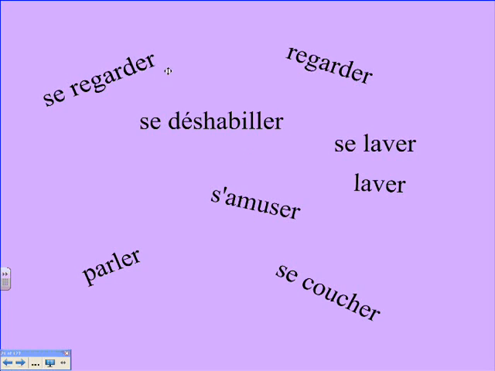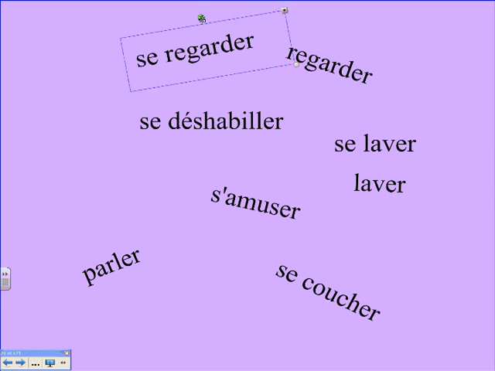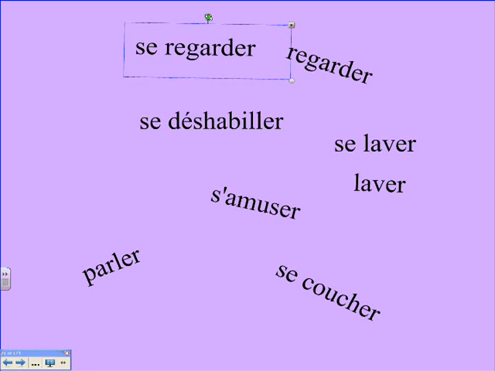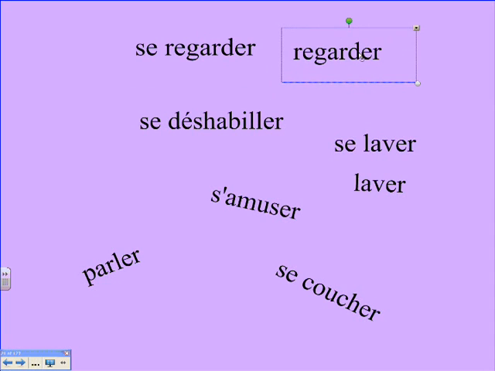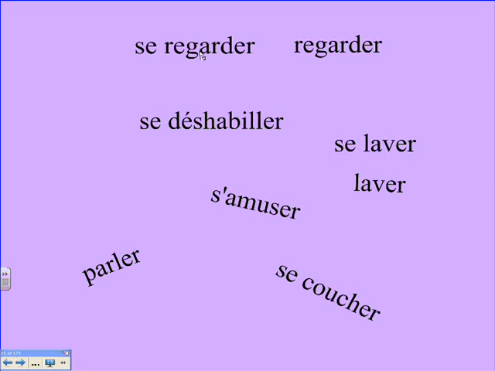One more example would be se regarder and regarder. Se regarder means to look at oneself, and regarder means to look at or to watch. In this context, in the first one here, you would be looking at yourself, such as in a mirror. That action would be reflexive. In this action, one watching or looking at TV, the action is not reflexive.